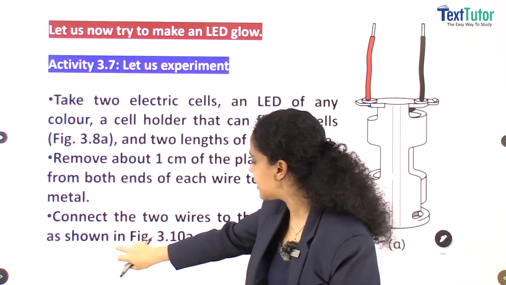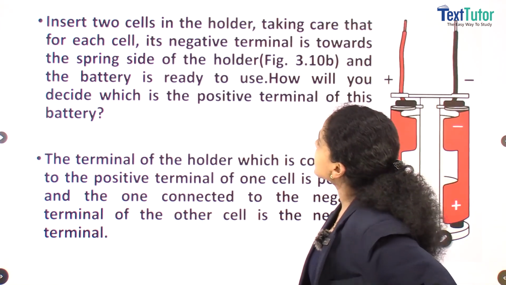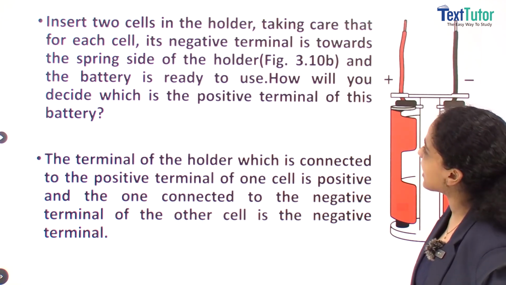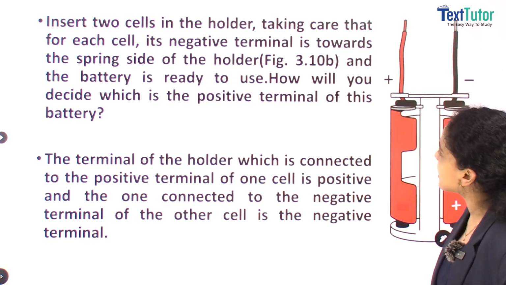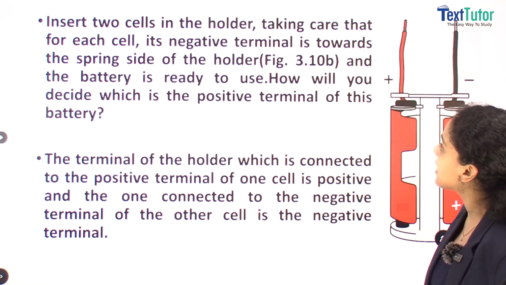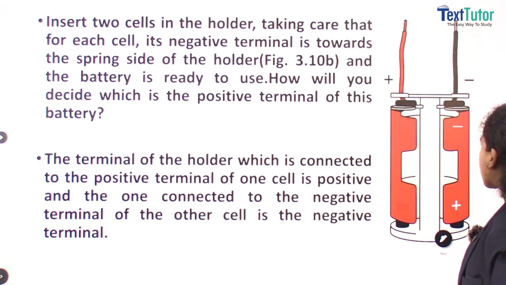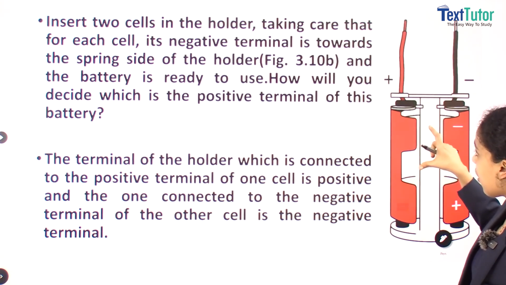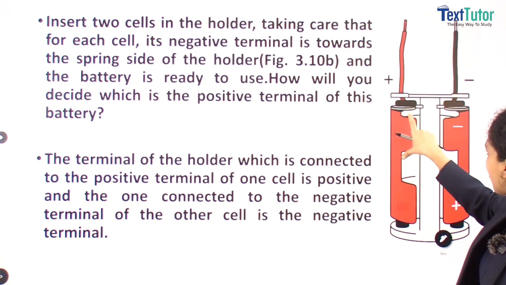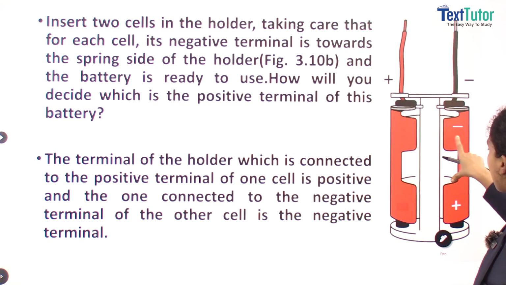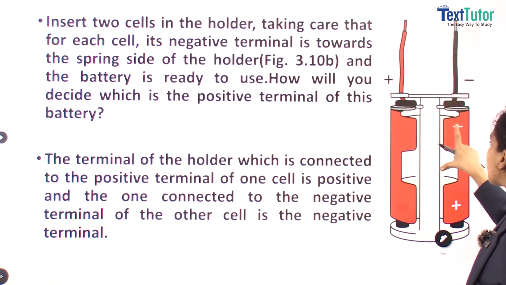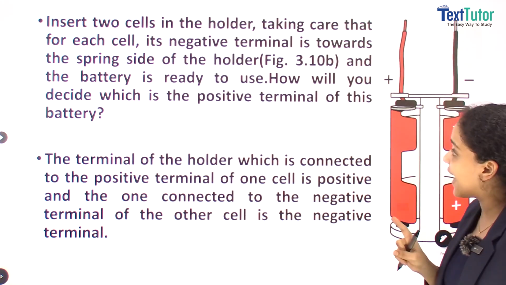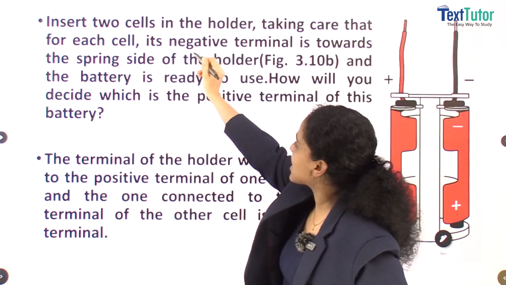Then insert two cells in the cell holder, taking care that each cell's negative terminal is towards the spring side of the cell holder. So here is the cell holder. Here we have to insert two cells. Here is one cell holder and here is the other. On both sides we place cells, and we must notice that the negative terminal is towards the spring side.